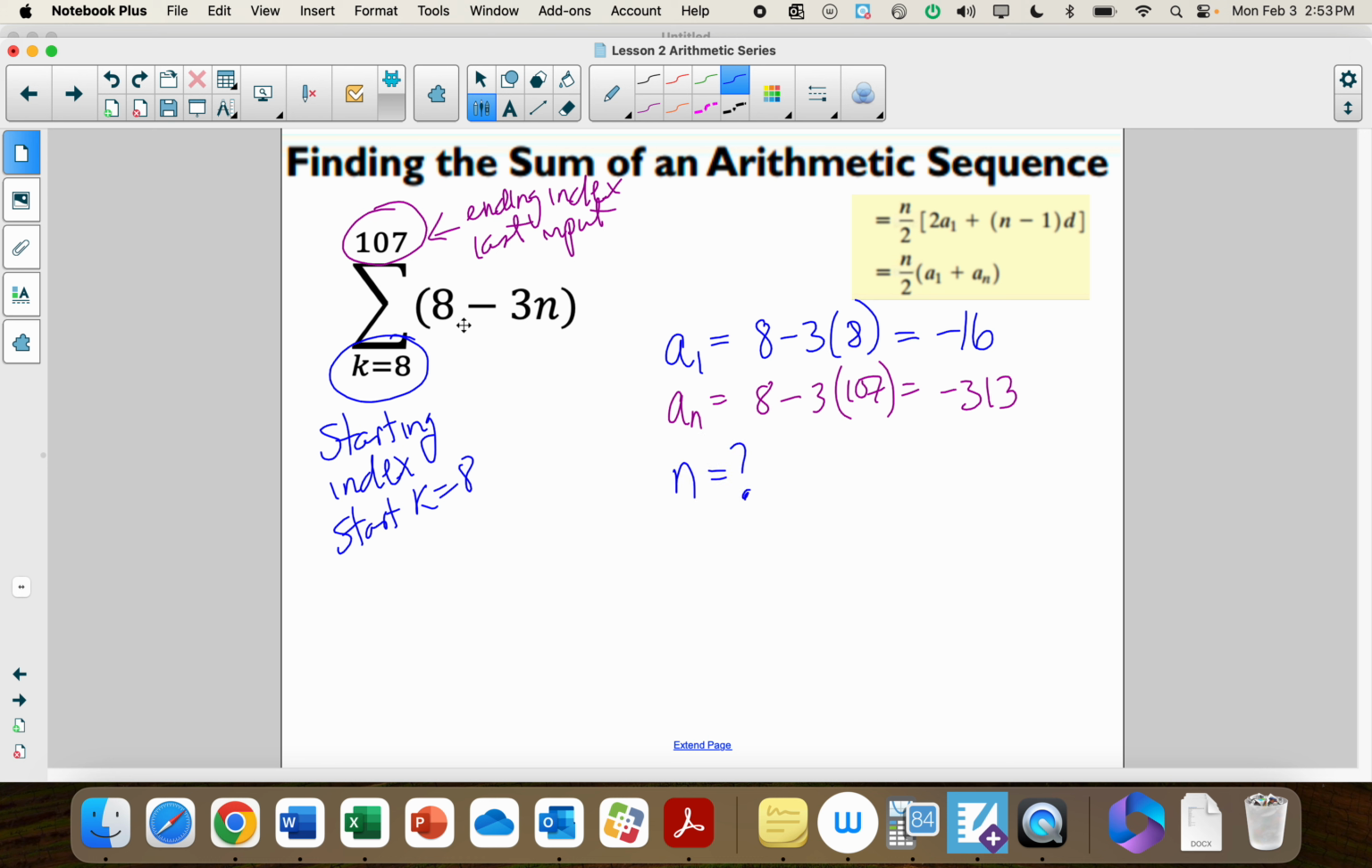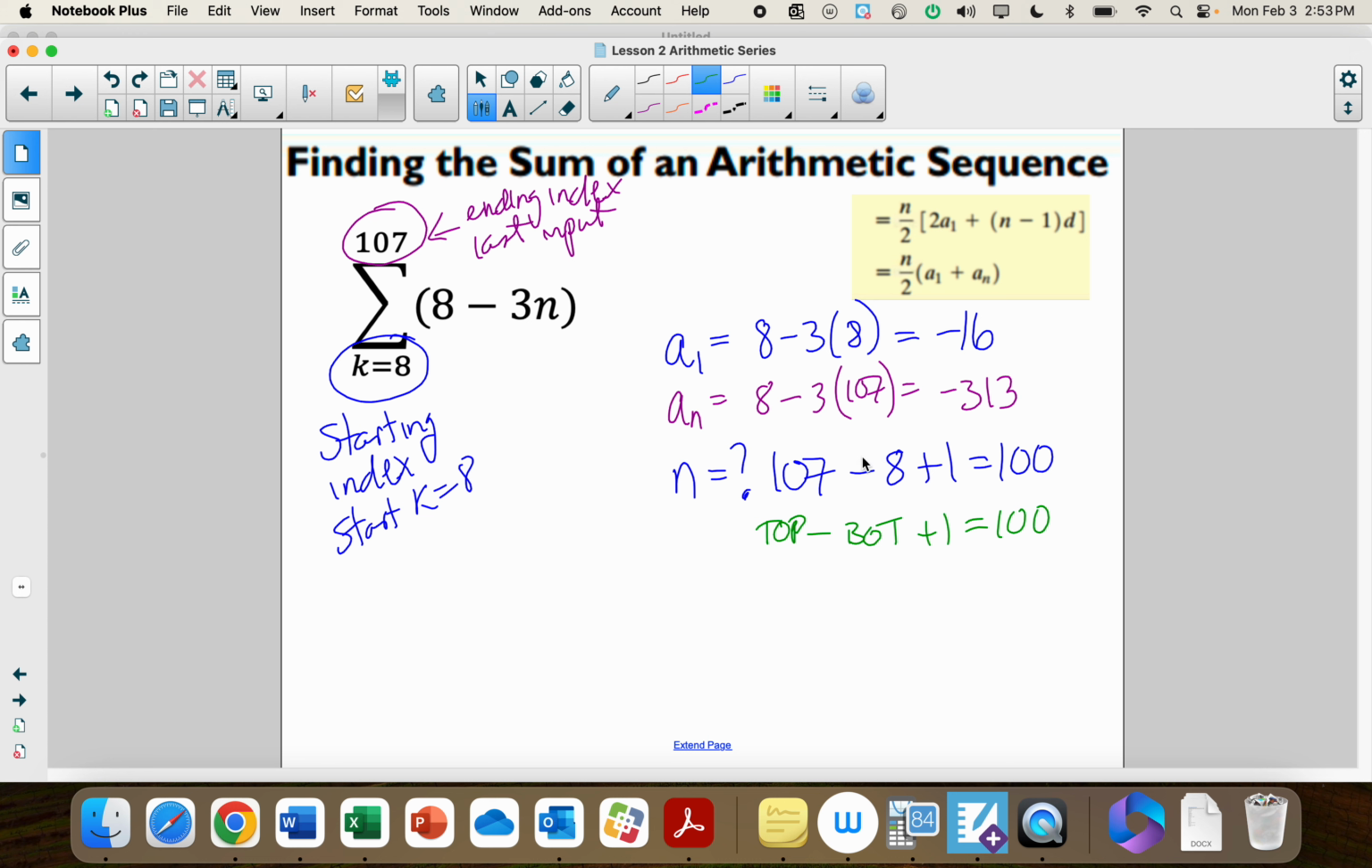So to find out how many terms there are, we need to count how many times we go from 8 to 107 if I'm counting by ones. Well, this is going to be 107 minus 8 plus 1, which is 100 terms. So when we read sigma notation, if you remember, it's always the top minus the bottom plus 1. And that's where we get the 100 from.